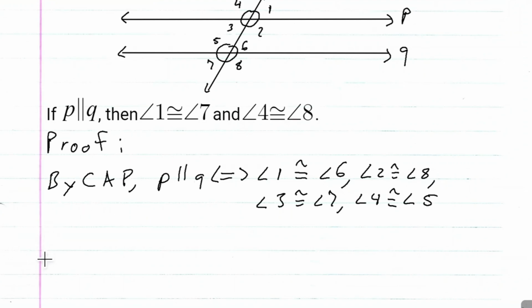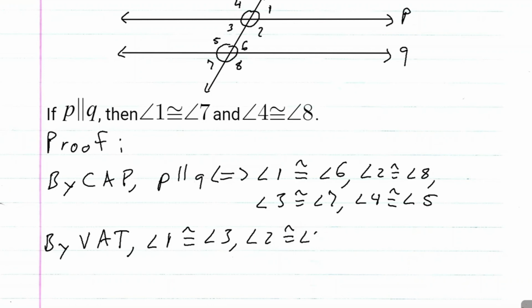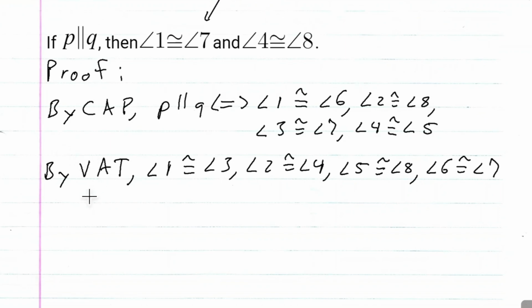And then I'm going to use the vertical angle theorem. By the vertical angle theorem, I know that 1 is congruent to 3, sorry. 2 is congruent to 4. 5 is congruent to 8. And 6 is congruent to 7. Okay? So all those vertical angles, I'm going to combine all of the ones I need together, right?